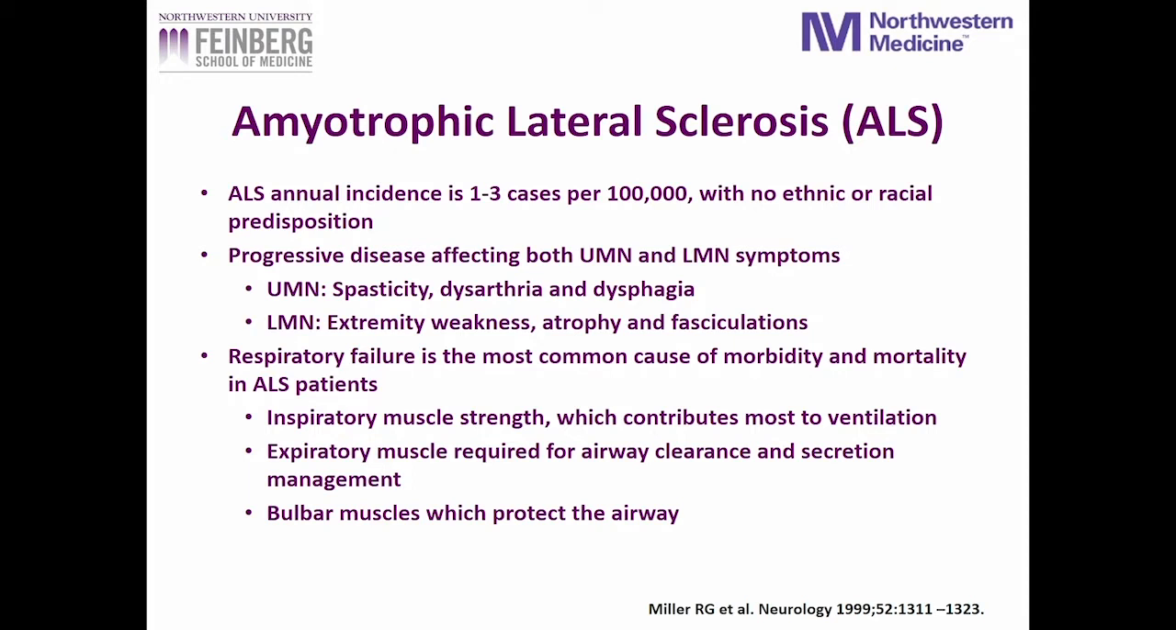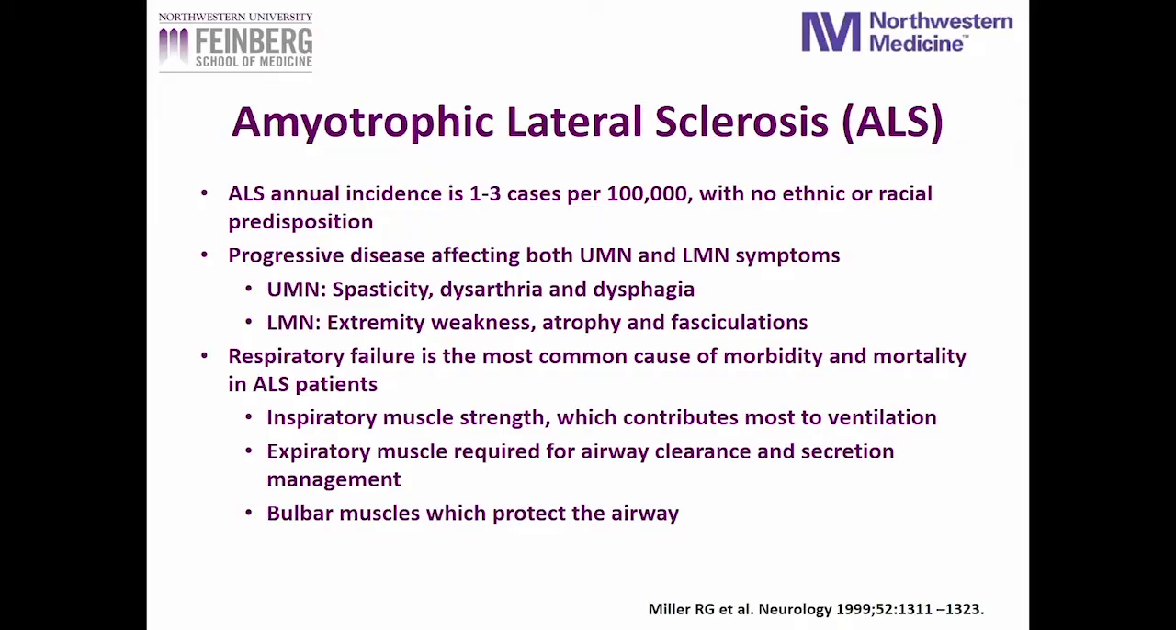Amyotrophic lateral sclerosis, ALS, like we've heard before, has an incidence of 1 to 3 cases per 100,000. There's no ethnic or racial predisposition. It is a progressive motor neuron disease with effects on both the upper motor neurons, which cause spasticity, dysarthria, and dysphagia, and the lower motor neurons, which cause extremity weakness, atrophy, and fasciculations. Respiratory failure is the most common cause of morbidity and mortality in people living with ALS.